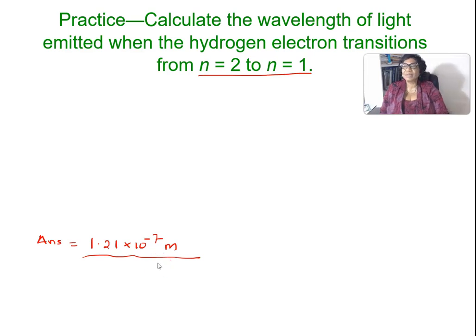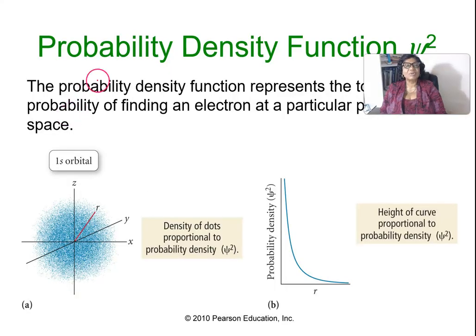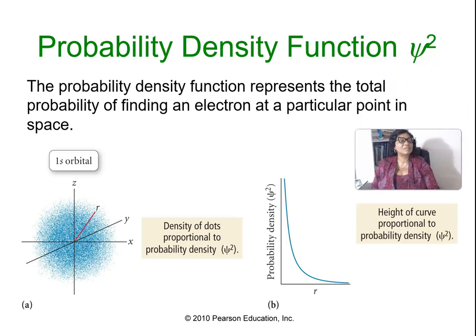Okay. We want to talk about probability density, and we'll look at some shapes of orbitals. Probability density. We symbolize it as psi. This is psi, a function psi squared. So the probability density function represents the total probability of finding an electron at a particular point in space.